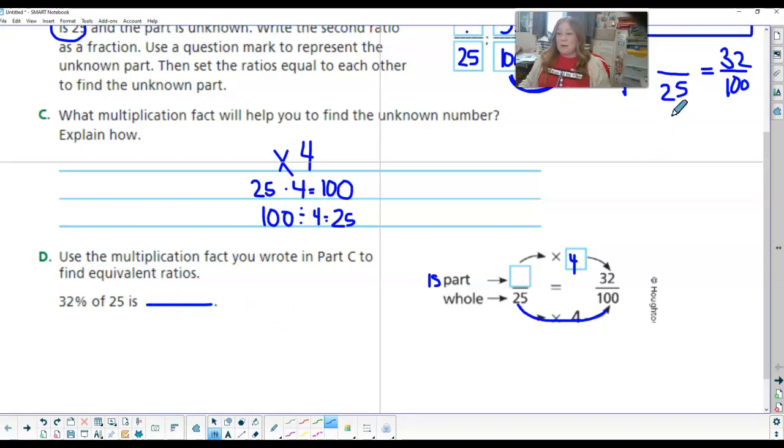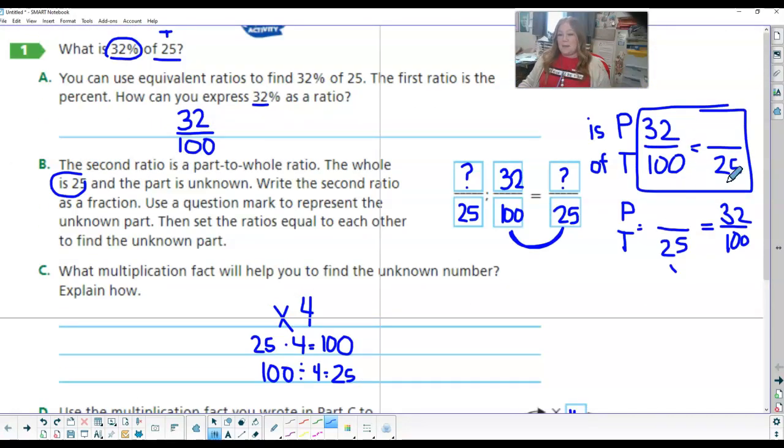So that's just one way, right? I can say, how do I get from here to here? Well, I divided by 4. I need to divide by 4.